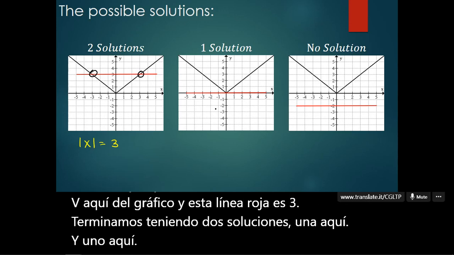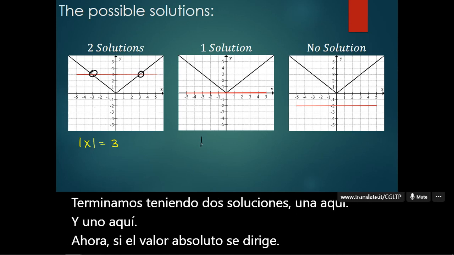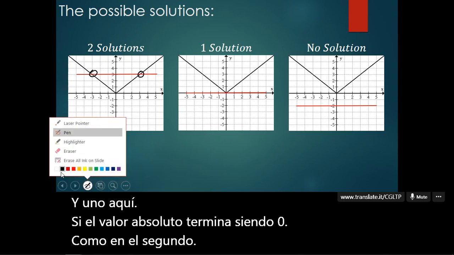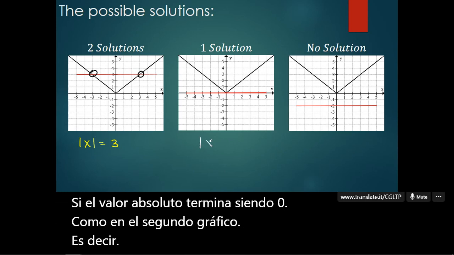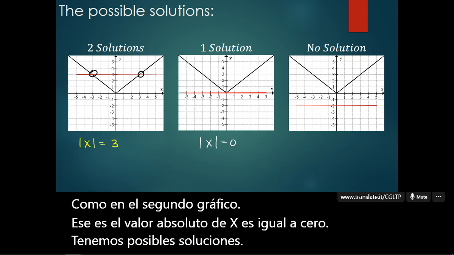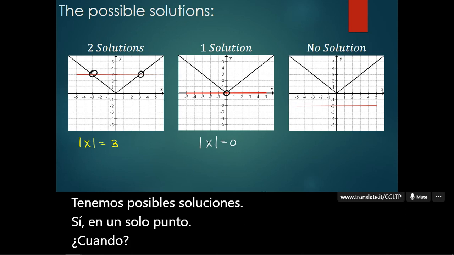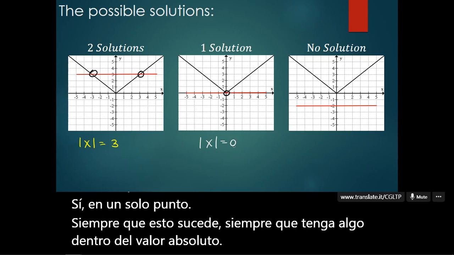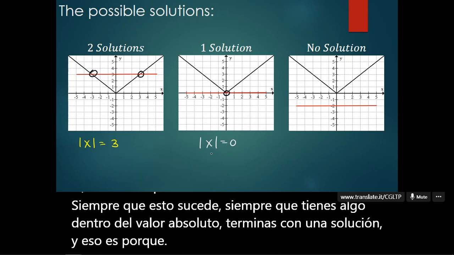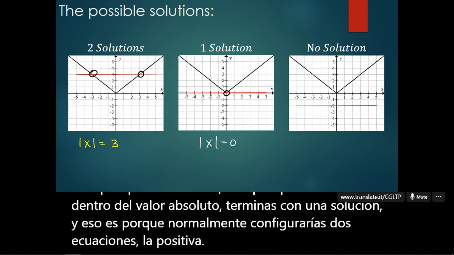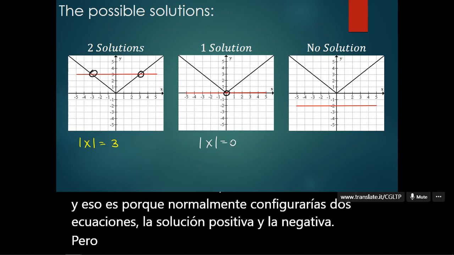Now, if the absolute value ends up being 0, as in the second graph, that is the absolute value of x is equal to 0, we have possible solutions just at one single point. Whenever this happens, whenever you have 0 inside of the absolute value, you end up with one solution. And that is because normally you would set up two equations, the positive and the negative solution. But in this case, because this is 0, you only have one solution.